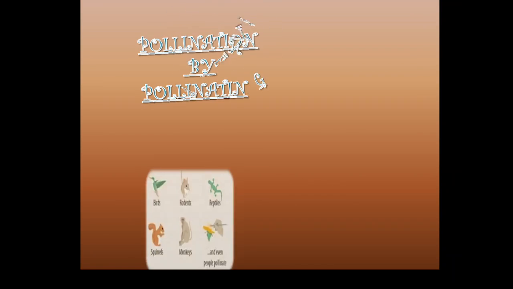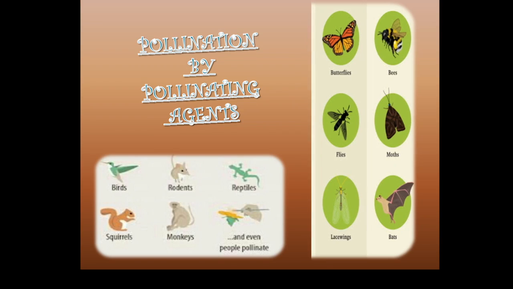in the last session we have seen cross pollination, self pollination, and the characteristics of the flowers. That means the conditions that are required for self pollination, conditions for cross pollination, and their advantages and disadvantages we have seen. Today we are going to see pollination by pollinating agents.